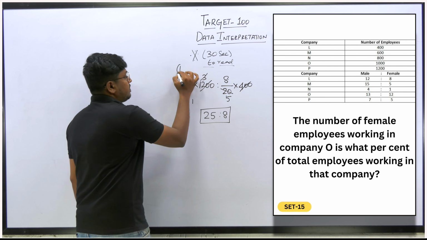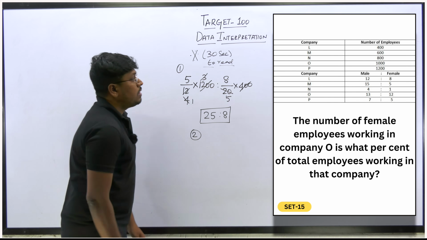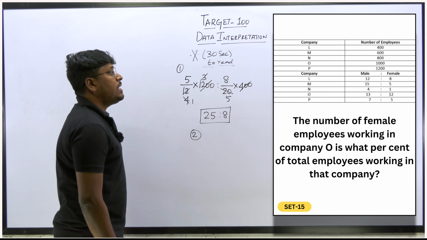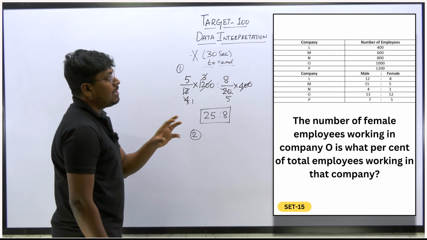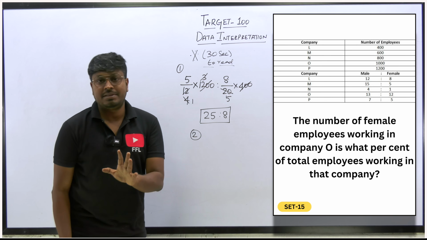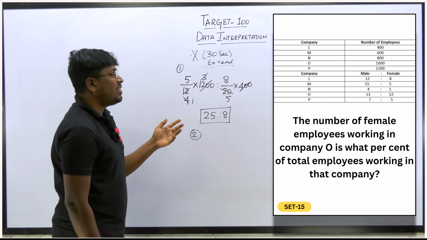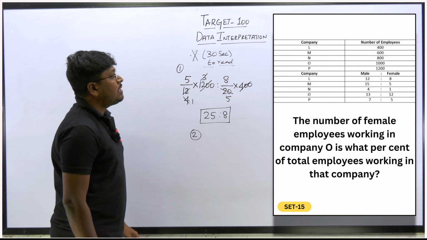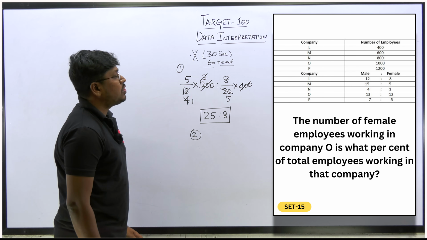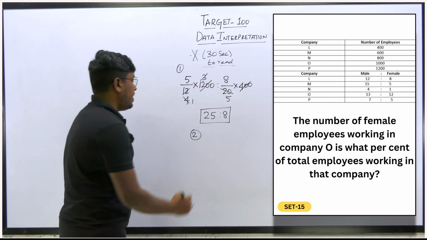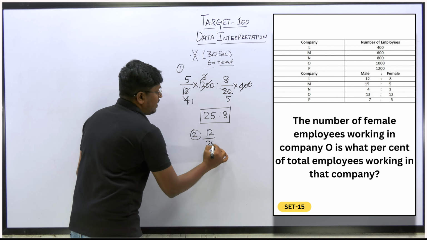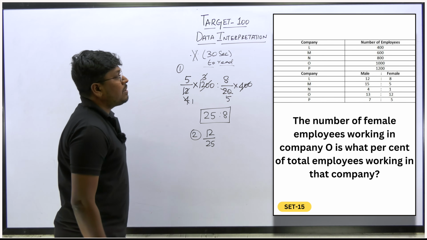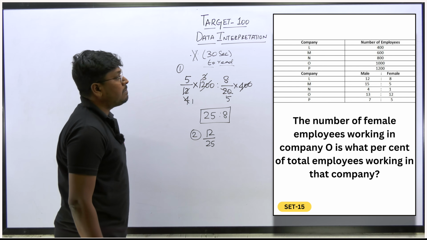So second question. The number of female employees working in company O is what percentage of employees working in that company? Is what percentage, which means X is what percentage of Y. So the value of X will be the numerator value. So females working in company O. The females working in company O is how much? 12. So 12 divided by 25. Out of 25 total parts, 12 is what percentage of the total number working in that company.